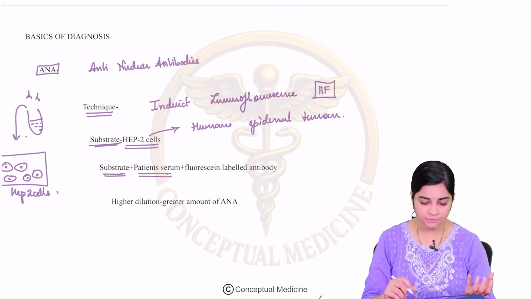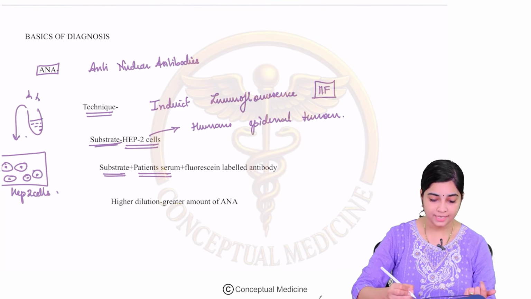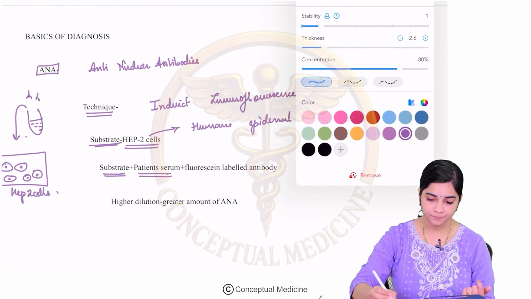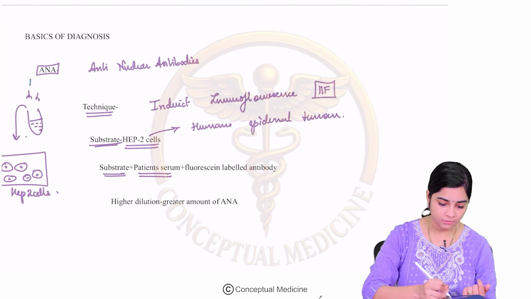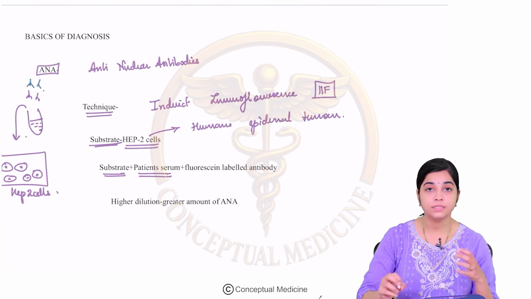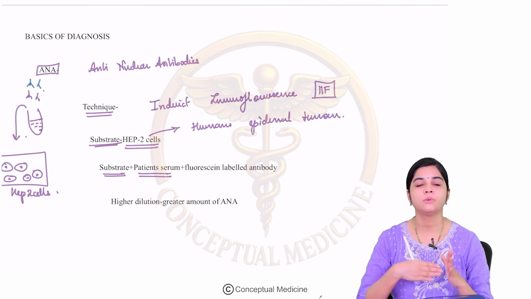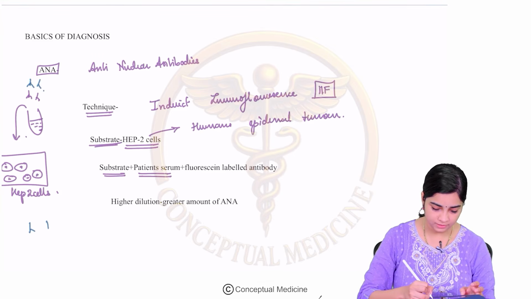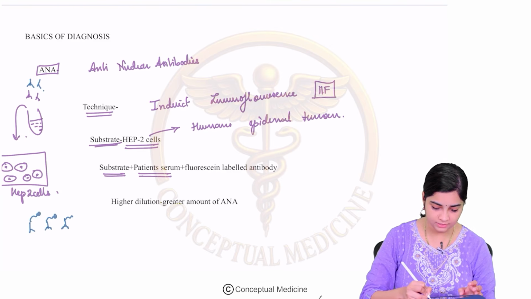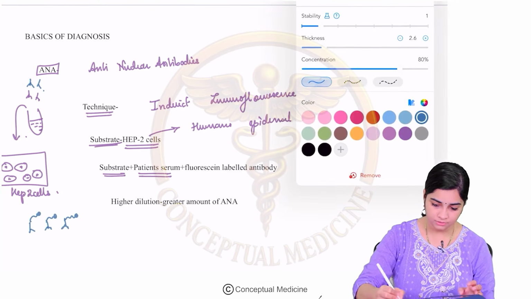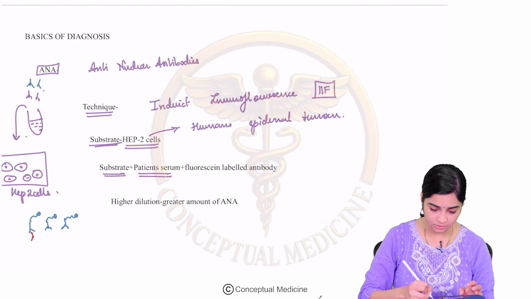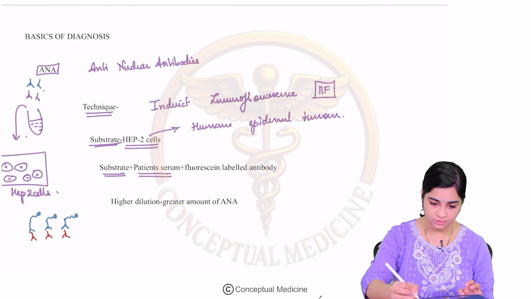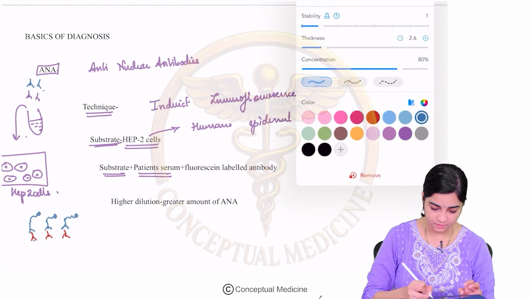So you take the substrate, you take the patient's serum, and then you add a fluorescent labeled antibody to diagnose these antibodies which are going to bind to the nuclei. Let us understand that these are fluorescent labeled antibodies, and these are going to go and diagnose what? The antibodies to the HEP2 cells. So this is the HEP2 cell.